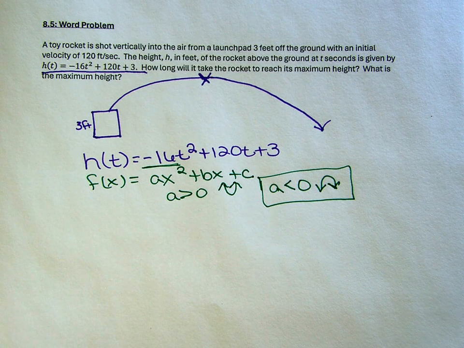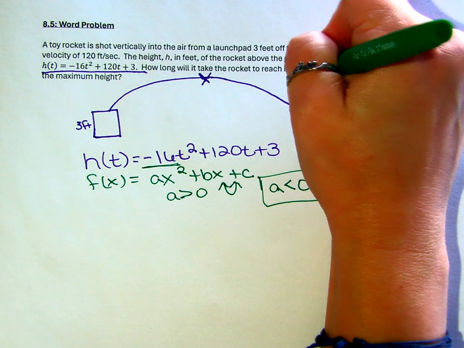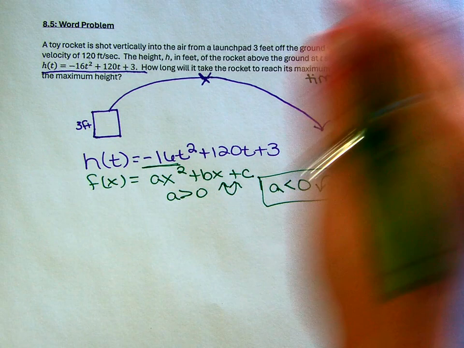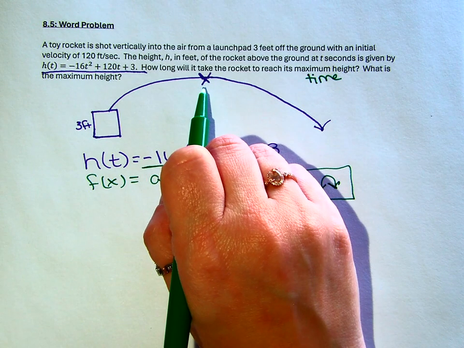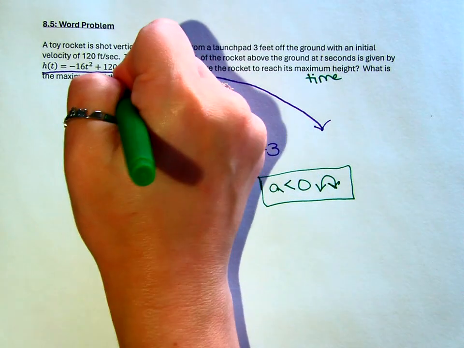So the first question it asks is, how long will it take the rocket to reach its maximum height? And what is that maximum height? So the first question asks us how long. That's asking for a time. How long is it going to take until we hit up here? And then the second question is asking actually for the maximum height.